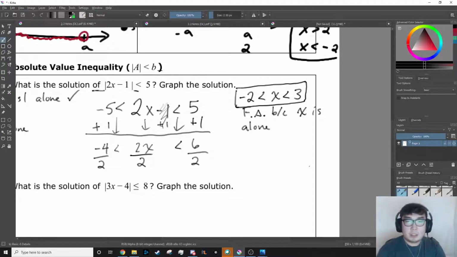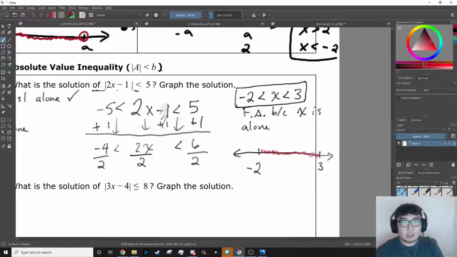And what this statement is saying is that if I draw a number line, negative 2 and 3, right here, I'm saying my solution is somewhere here. Between these numbers, I can plug in for x, and it would make my solution correct.